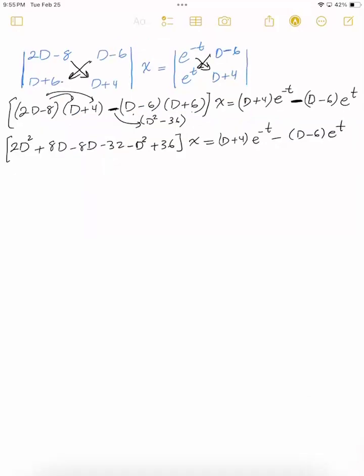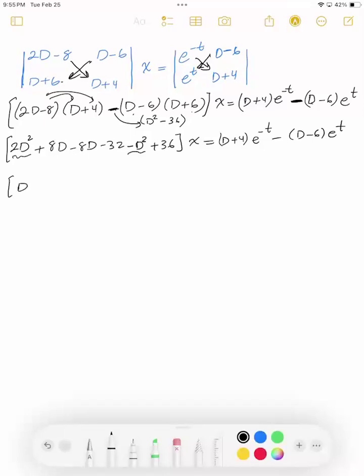Now, let's simplify further. We have 2D squared and minus D squared. They're like terms. We get D squared. These two cancel each other. Negative 32 plus 36 gives us positive 4.